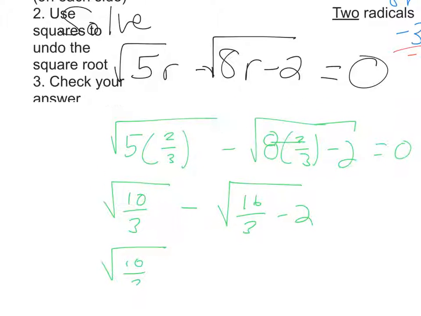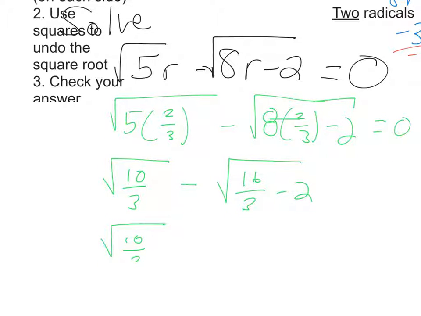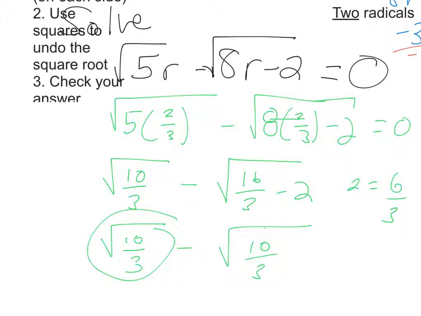I know that 2 is the same thing as 6 over 3, so we get common denominators. So we can see here that 16/3 minus 6/3 is 10/3. And of course, if I took something and subtracted itself, that would give me 0. So we know our answer is correct.